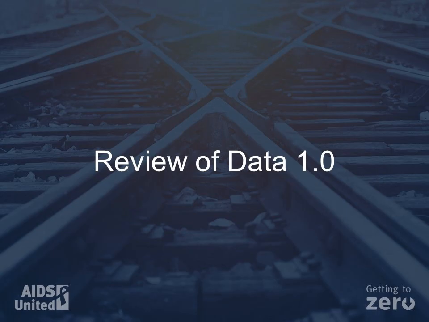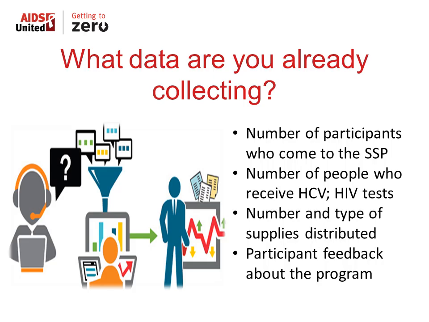Now, on to reviewing Data 1.0. What data are you already collecting? Some common answers include the number of participants who come to the Syringe Services Program, the number of people who received hepatitis C and HIV tests, the number and type of supplies distributed, and participant feedback about the program.